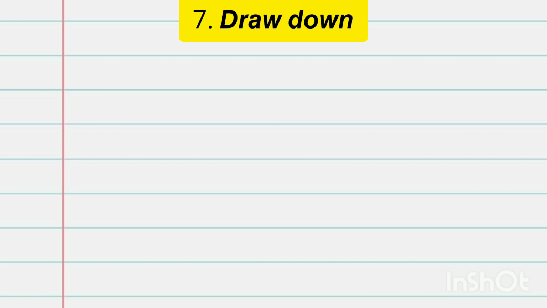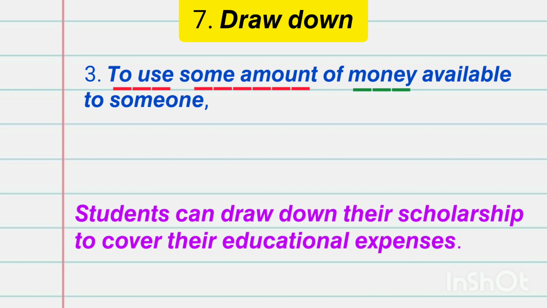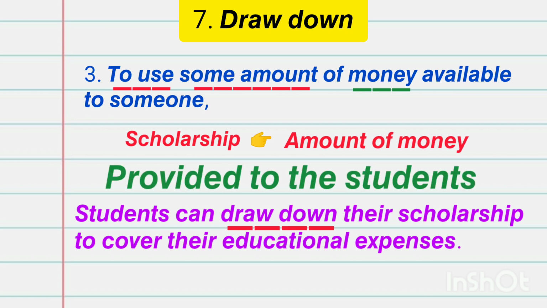Draw down has a third meaning also. That is, to use some amount of money which is available to someone. Example, students can draw down their scholarship to cover their educational expenses. Scholarship is the amount of money which is provided to the students for their merit performance. So they can draw down it.